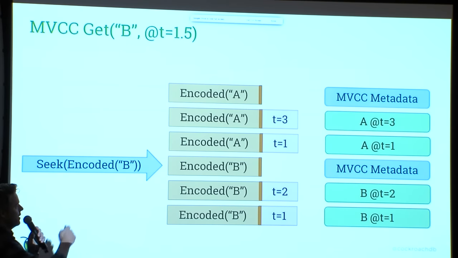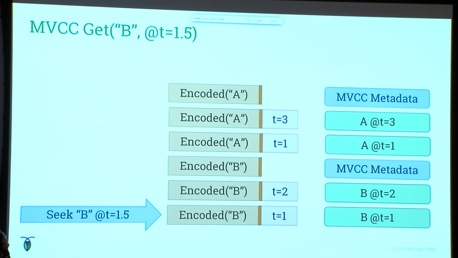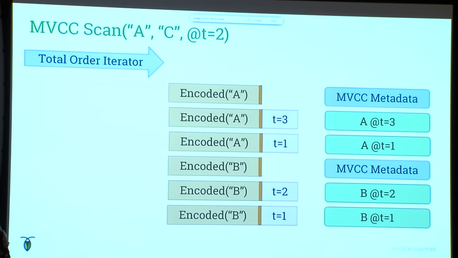So that takes you to the MVCC metadata. We inspect it, and then we do another seek. And typically, this is all completely cached by the iterator, so it's actually quite fast. But then we'll seek to the timestamp that is less than or equal to what we're looking for. So that's going to take us here, and then we read the value out.